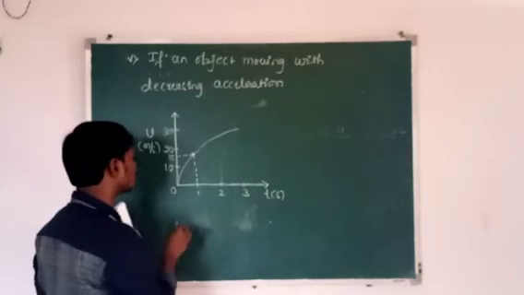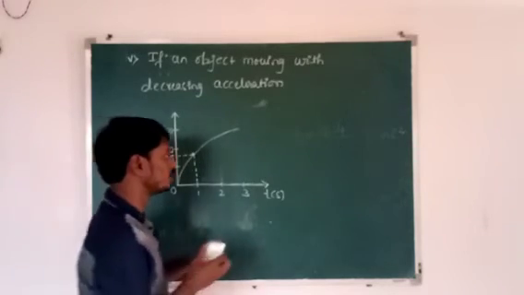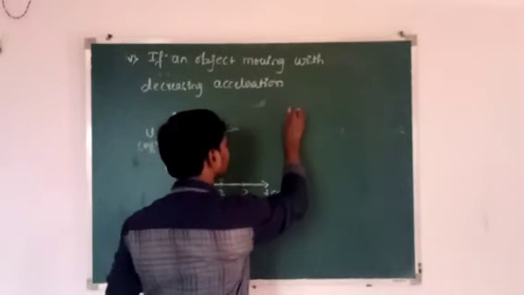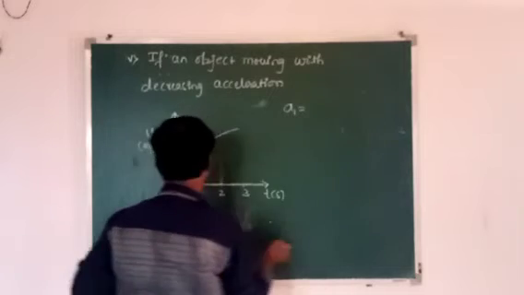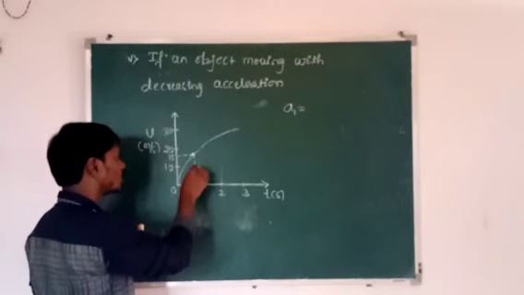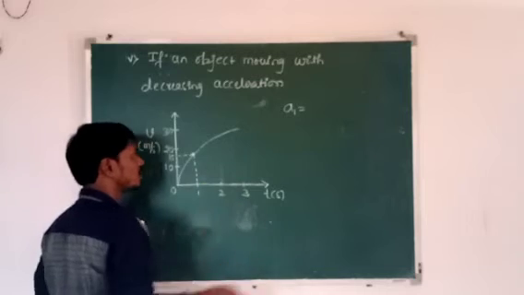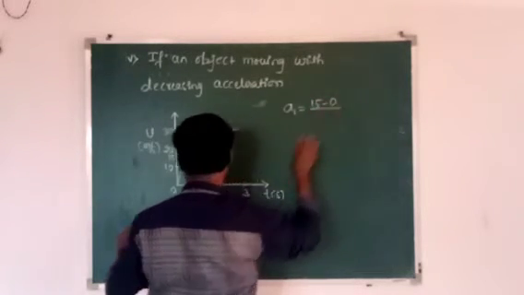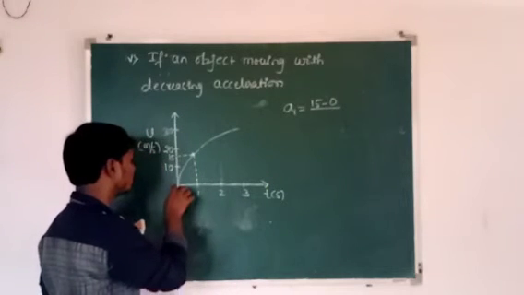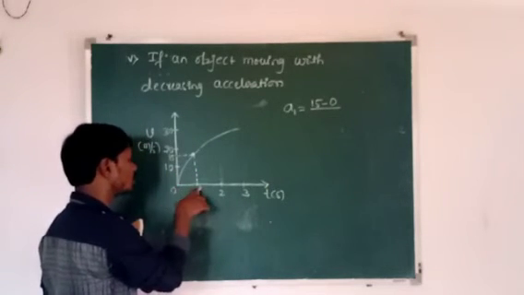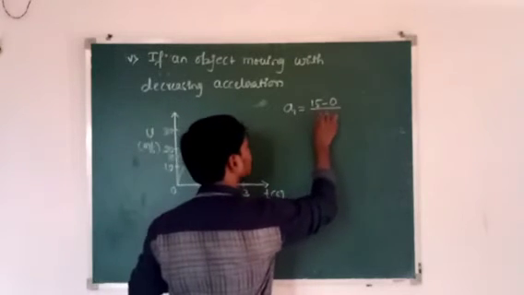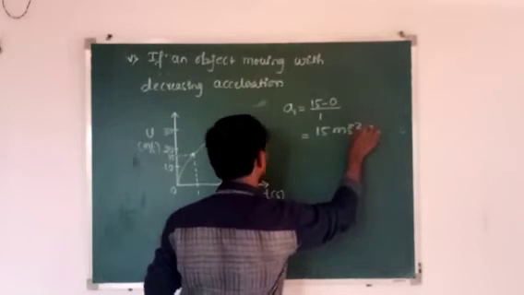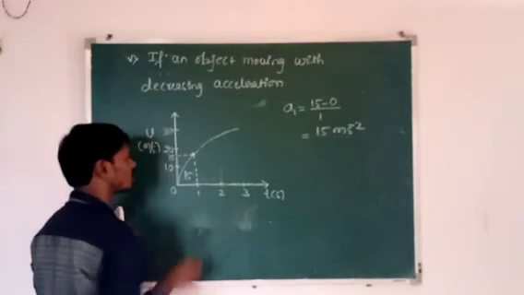So what about the acceleration here? Find out what the acceleration is here by finding the slope. Then a1 is equal to opposite side divided by adjacent side. What about the opposite side? 15 minus 0, that is 15. 15 minus 0 divided by, what is the time interval to increase the velocity here? 0 to 15, that is 0 to 1, means 1 second. Then 15 meter per second square. What is the acceleration here? 15 meter per second square.